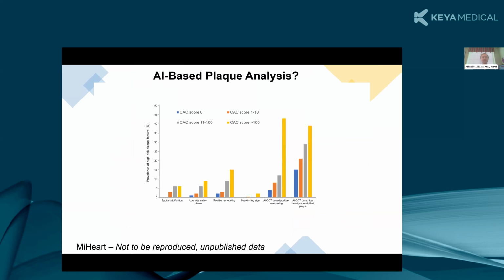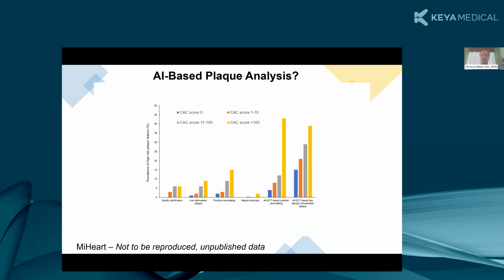Now, I'm just going to end here and say, what's the future? This is some unpublished data from that same population-based MyHeart study, where an AI-based tool is used. And in blue, the calcium score of zero, for example. And you can see, at least using an AI tool, we'll have to see what the outcomes are.